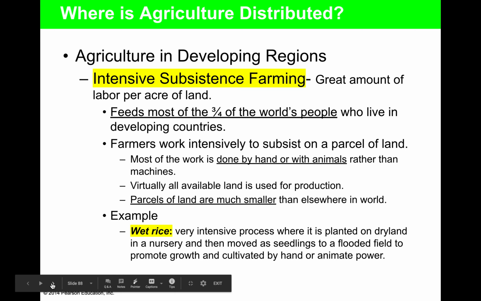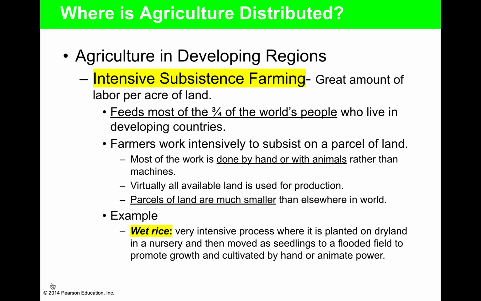All right, intensive subsistent agriculture is the third agricultural region. In intensive subsistent farming, farmers must work intensively to subsist on a parcel of land. That's what intensive means. So a great amount of work per acre of land. It feeds about 3/4 of the world's people in developing regions. They're found in agriculturally dense regions of the world, such as East Asia and Southeast Asia.